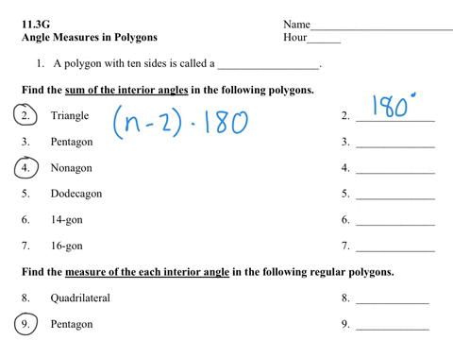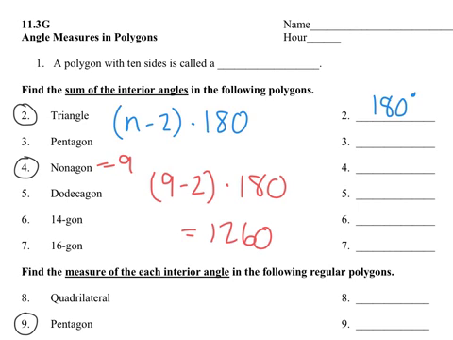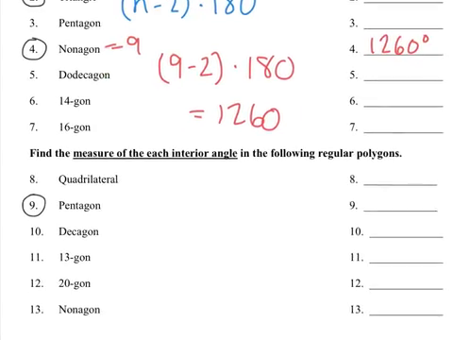Now, a nonagon is a 9-angle shape. So let's apply this formula to find out the sum of its interior angles. So we'll do 9 minus 2. Again, the n stands for how many angles in the shape. So 9 minus 2 times 180. Put that into your calculator. Make sure that you put parentheses in. So 9 minus 2 becomes 7. And then 7 times 180 equals 1,260. So the interior angles of a nonagon add up to 1,260. All right, let's move on.